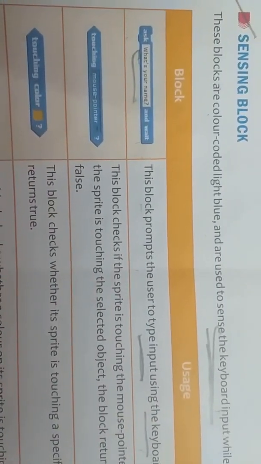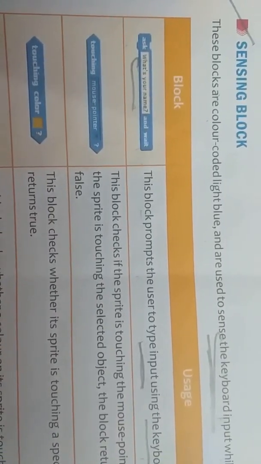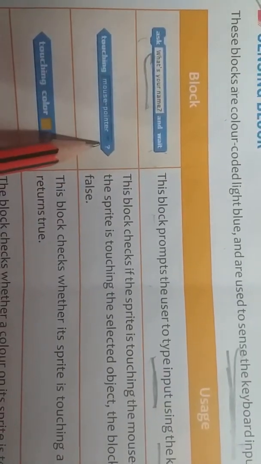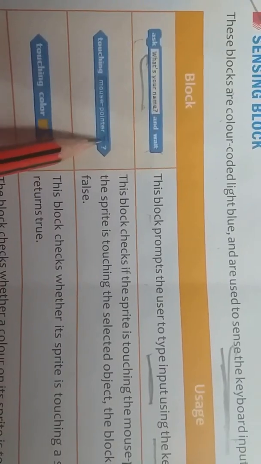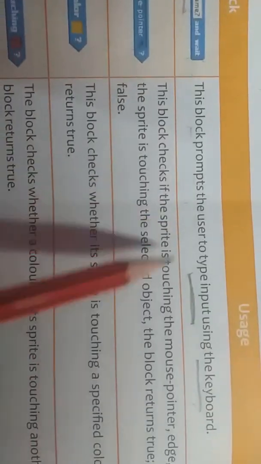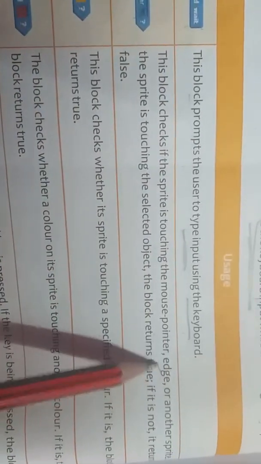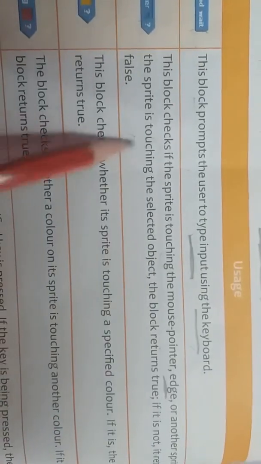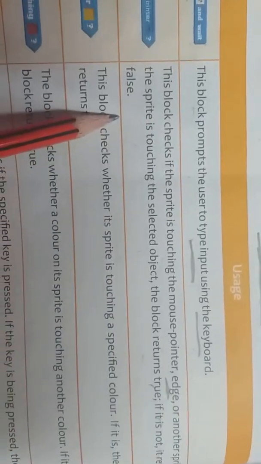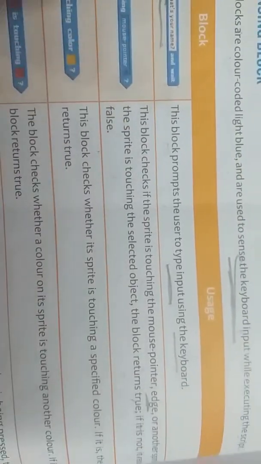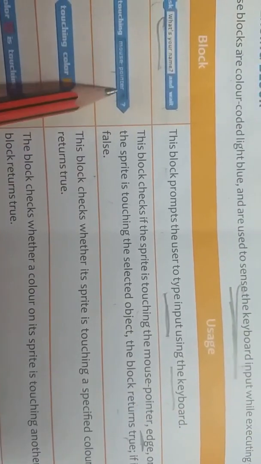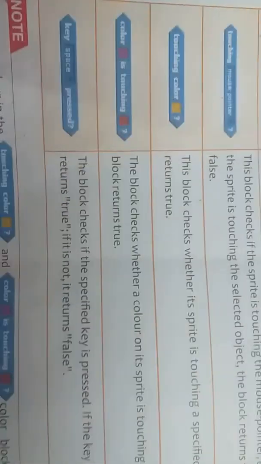Yes, if by ourselves we want to give any type of information, then we can use this ask and wait block. After that we have touching mouse pointer. Any other option we can also choose from here, but here they are selecting mouse pointer. So what it will do, this block checks if the sprite is touching the mouse pointer, edge meaning corner, or another sprite. If the sprite is touching the selected object, the block returns true. If it is not, it returns false. If our sprite touches the corner or the mouse pointer, then it will give the answer true, otherwise it will return false.